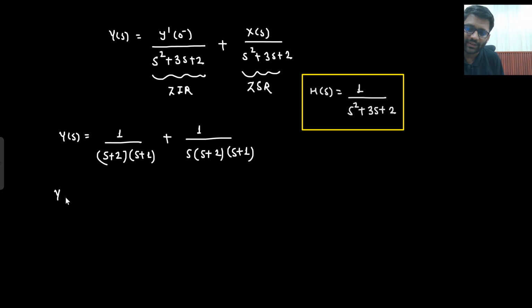So Y(s) could be written as, now I need to apply the partial fraction, right? So it could be written as 1 upon (s + 1) minus 1 upon (s + 2), right? Because (s + 2) minus (s + 1).